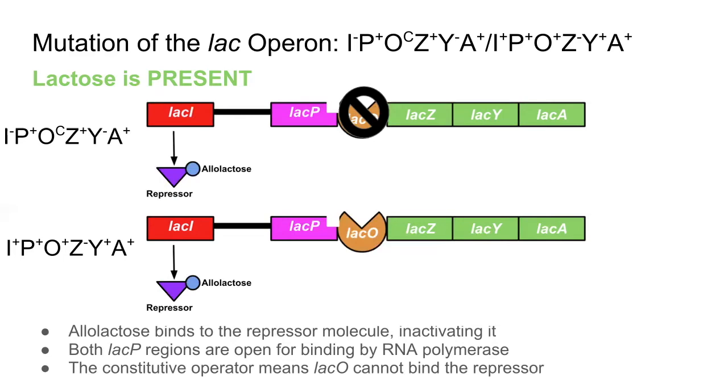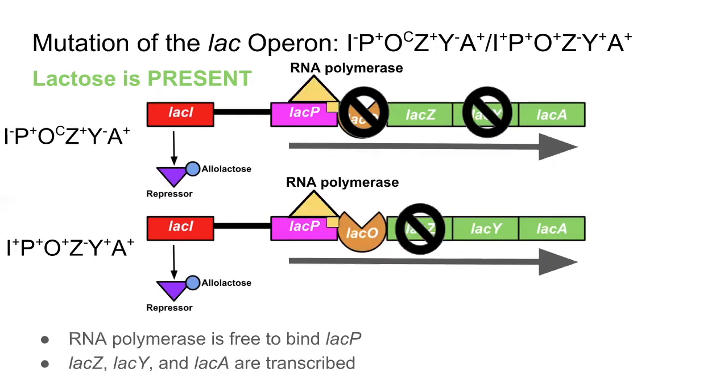But it is important to remember that a constitutive operator means a repressor cannot bind even when allolactose is not present. This is only applicable to the corresponding strand because it is a cis-acting mutation, meaning it only affects the surrounding regulatory elements on its own operon. Because neither strand is repressed by the regulatory molecule, RNA polymerase is free to bind LAC-P in both scenarios and transcription proceeds. In the top image, the structural alleles are Z plus, Y minus, and A plus.